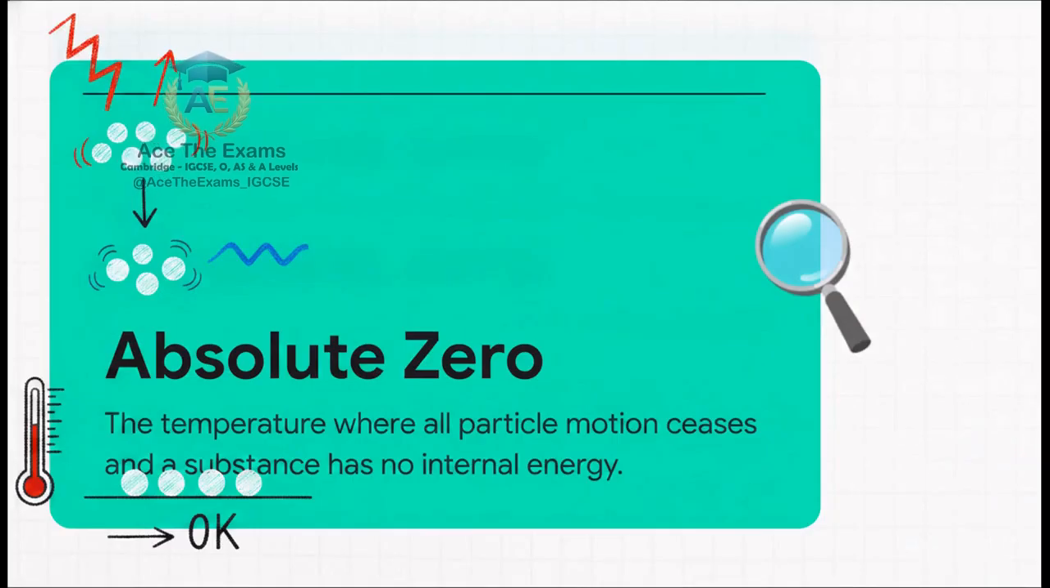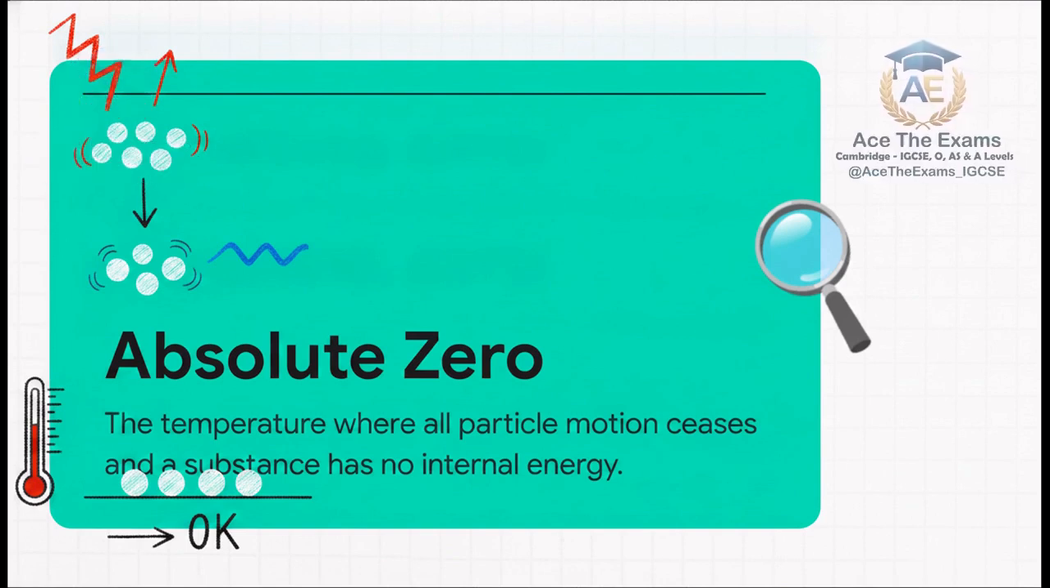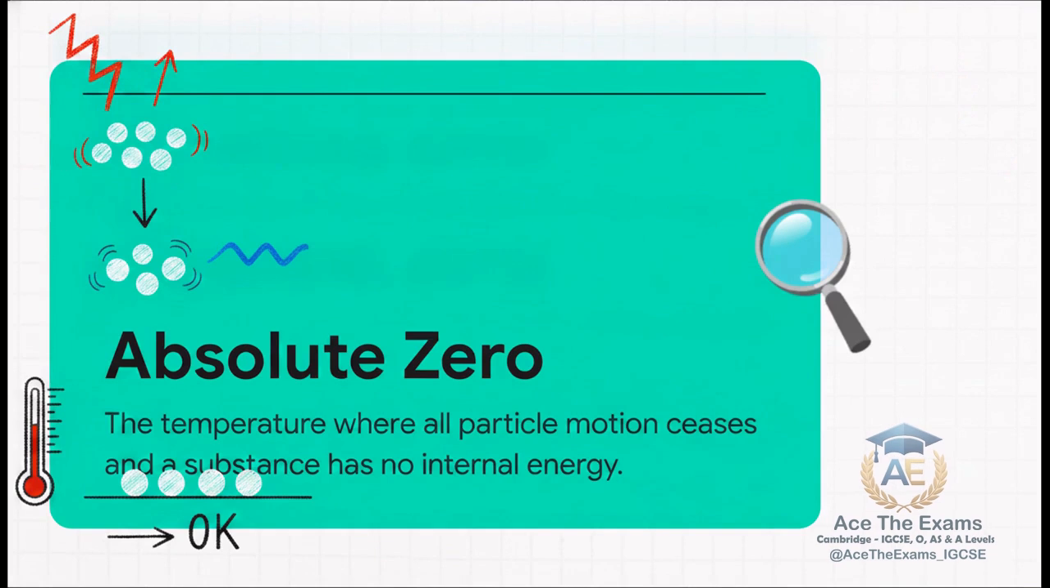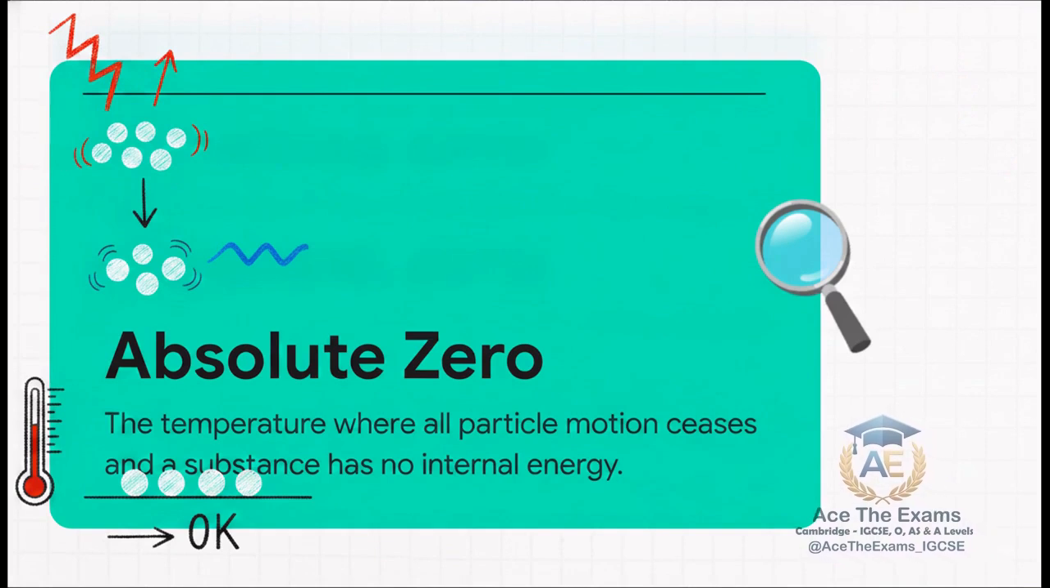So we just saw how chaotic this microscopic particle movement is. If heating a substance means we're speeding its particles up, then logically cooling it down means we're slowing them down, right? So what happens if we just keep cooling it? Eventually, you're going to hit a universal limit. This is called absolute zero. It's the temperature where all particle motion literally ceases. The substance has absolutely zero internal kinetic energy. You simply can't get any colder than this because, well, you can't have less than zero movement.